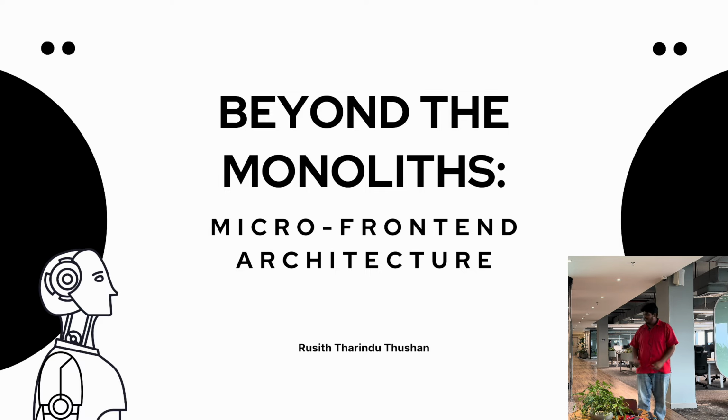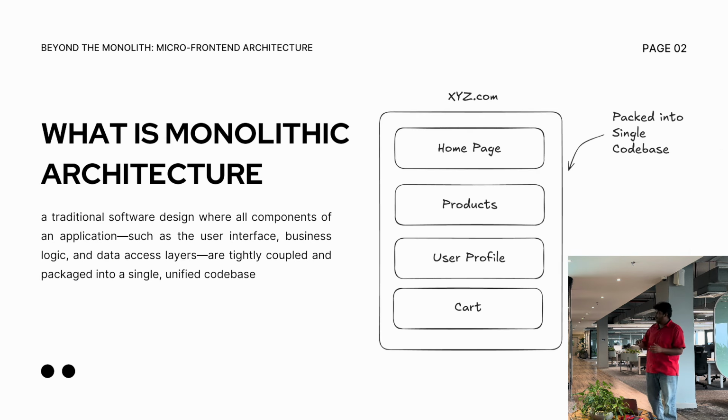So let's get started. The first thing is, before we dive into the micro-frontend architecture, we have to know about the monolithic architecture. I know that you all know about it. Basically, the monolithic architecture is a traditional software design where we place all the components of a front-end application, its business logic as well as data access layers and everything, into a tightly packed single unified code base. So that's basically the monolithic architecture.